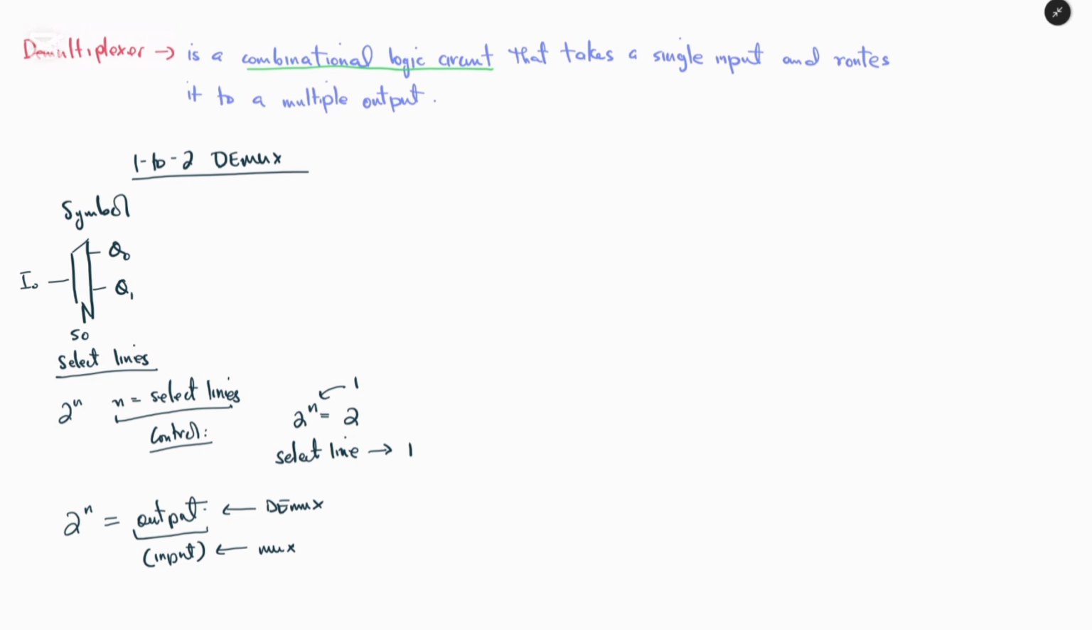We can now draw the circuit diagram when we know the actual number of outputs and the actual number of select lines. The circuit diagram or schematic can be drawn such that we have two AND gates, and we have I naught, which is the input, and Q naught and Q1, which are the outputs.